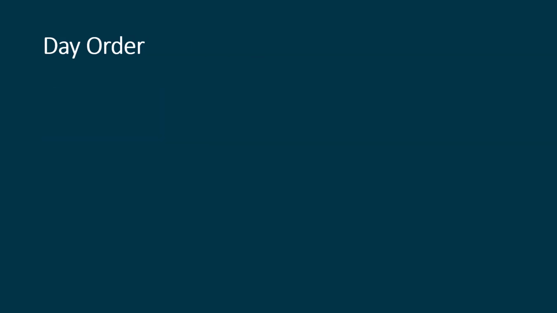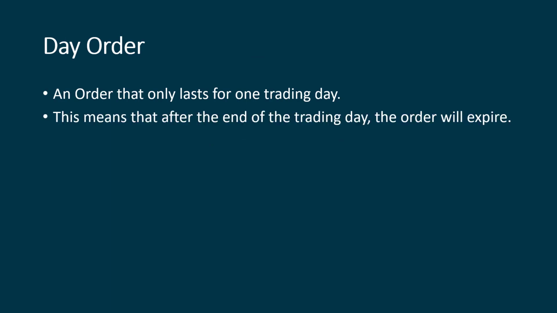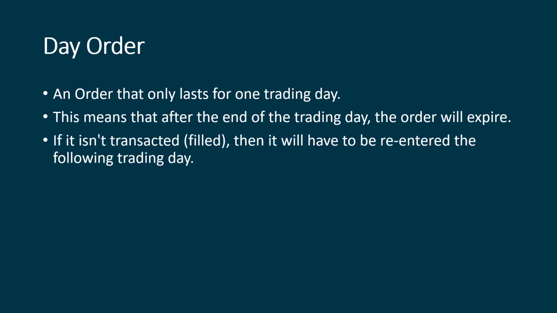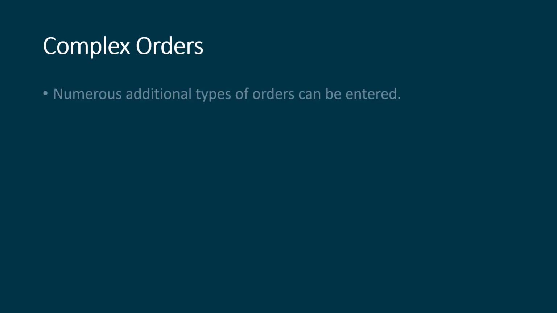Then we have a day order. I bet you'll never guess what that means. A day order only lasts for 1 trading day. Woohoo! This means that after the end of the trading day, the order will expire if it wasn't filled. If there wasn't a transaction, meaning that the order was not filled, it will have to be re-entered the following trading day. I tend to use a lot of day orders myself. I set them up. If they don't execute, they're all gone, they're wiped off, and then I start the next day brand new.